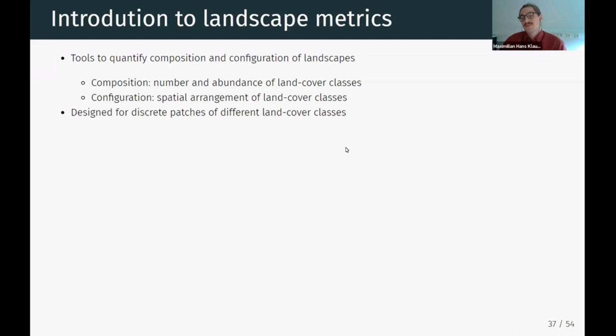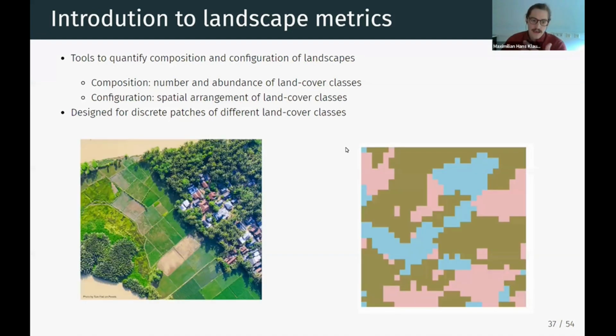Landscape metrics are designed for discrete patches of different land cover classes. So if you think back at the first part of the practical, these metrics are designed for raster data with land cover classes. To give you a short idea of what I mean by that, on the left-hand side you can see some landscape we're interested in, and now we want to describe the spatial characteristics of this landscape. We first need to translate that into a raster map, and then we can use the landscapemetrics package to characterize this landscape.